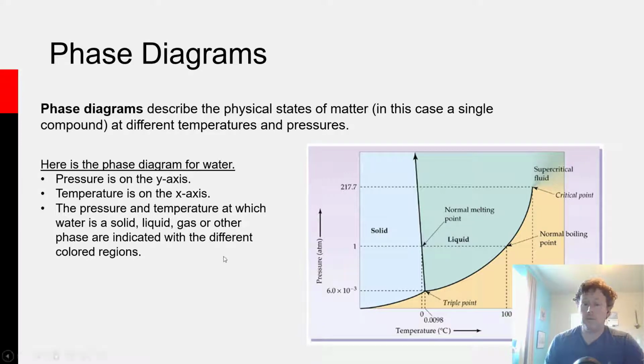So notice first and foremost how this phase diagram is laid out. As I said on the previous slide, pressure on a phase diagram is almost always on the y-axis. Temperature is almost always on the x-axis. The units that are used to represent pressure and temperature can vary, but usually you'll see pressure in atmospheres and temperature in degrees Celsius, but you may see temperature in Kelvin and you may see pressure in millimeters of mercury or other units.